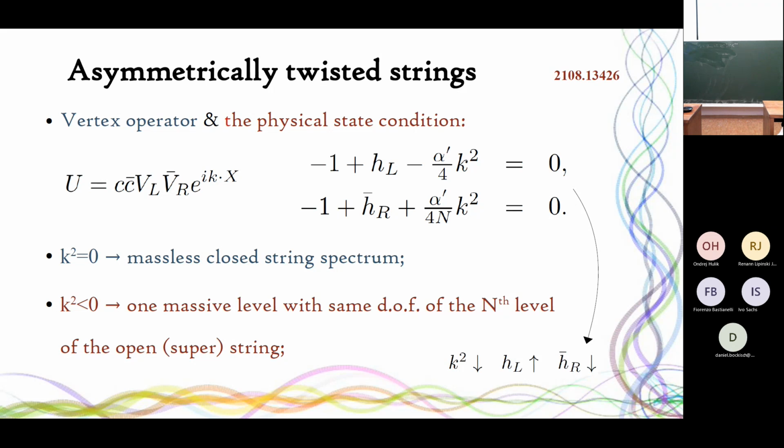Okay. And it turns out that if you go to a massive solution, one of them is just k squared equals 4n over alpha prime. So this basically will have h bar equals zero. So there'll be just a one here. But then the V L here is exactly the same vertex operator of the open string. So you see there is a solution with massless states and one massive level that corresponds to the n-th mass level of the open string. And so in fact, there is nothing special with the first massive level, as soon as you recognize there is a parameter there describing the twist.